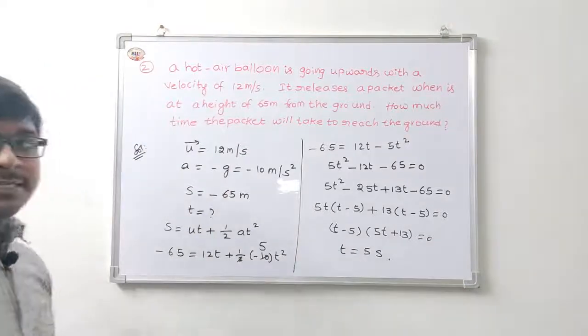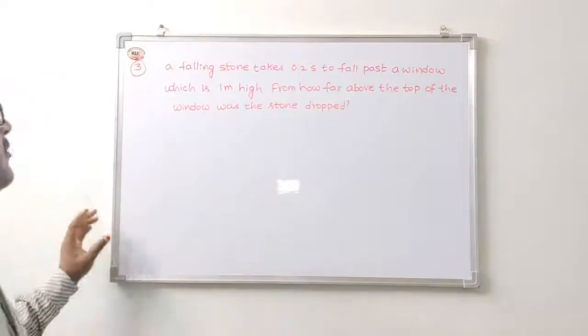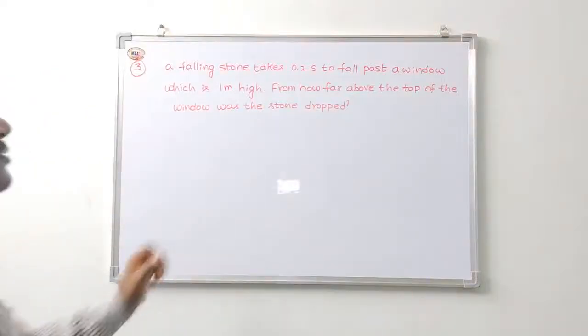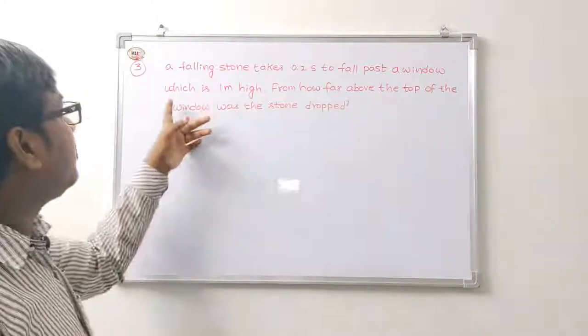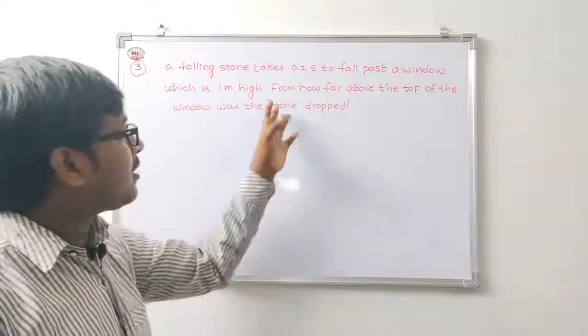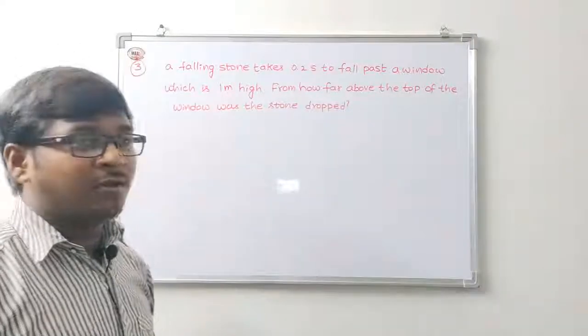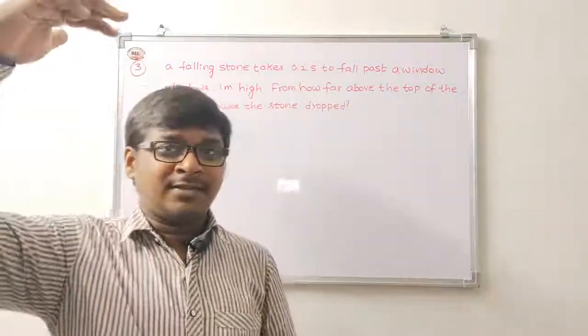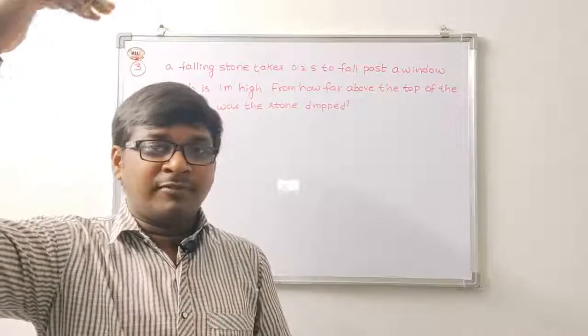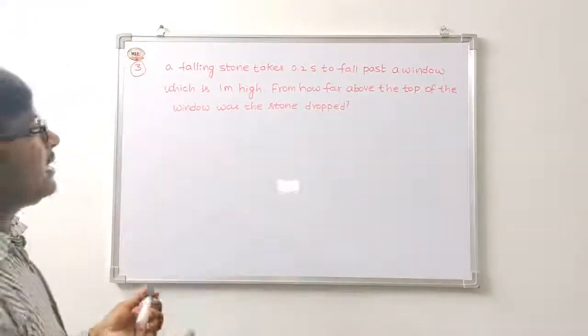Next, we discuss the third problem. Okay students, now discuss the third problem. A falling stone takes 0.2 seconds to fall past a window which is 1 meter high. The window is 1 meter high. From how far above the top of the window was the stone dropped?